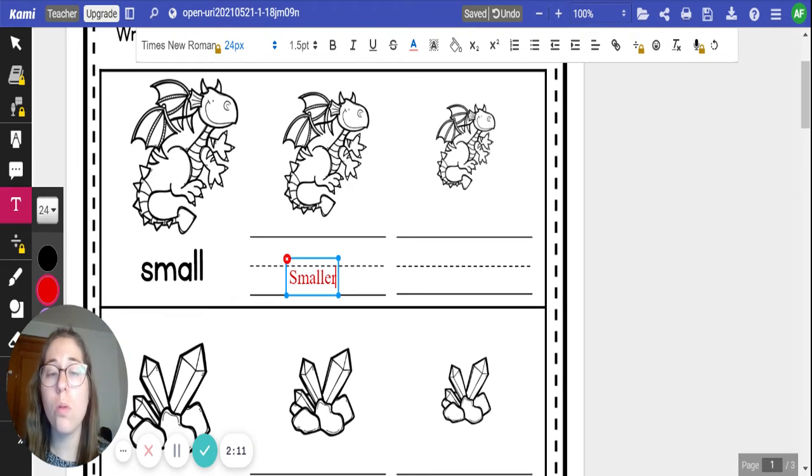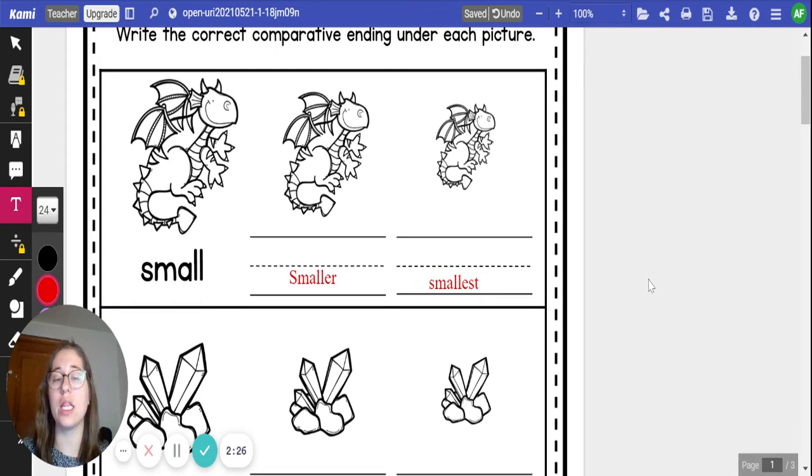However, we have one more dragon. If we're comparing more than two things, we know that we would add the EST ending. So this dragon would be the smallest, S-M-A-L-L-E-S-T.